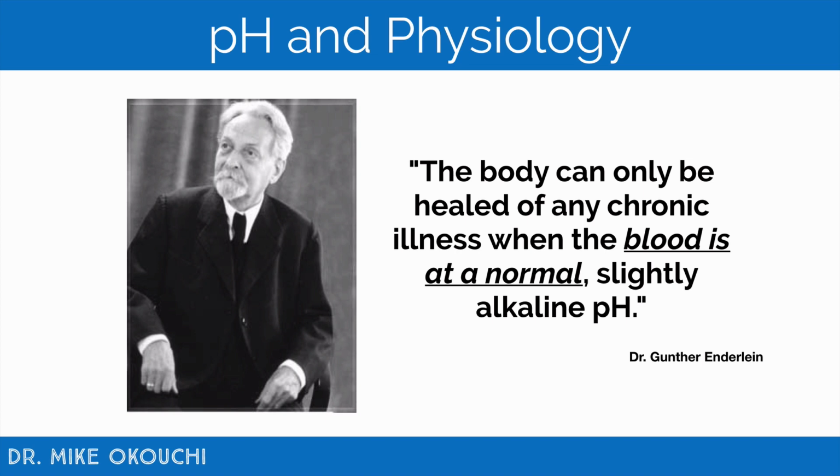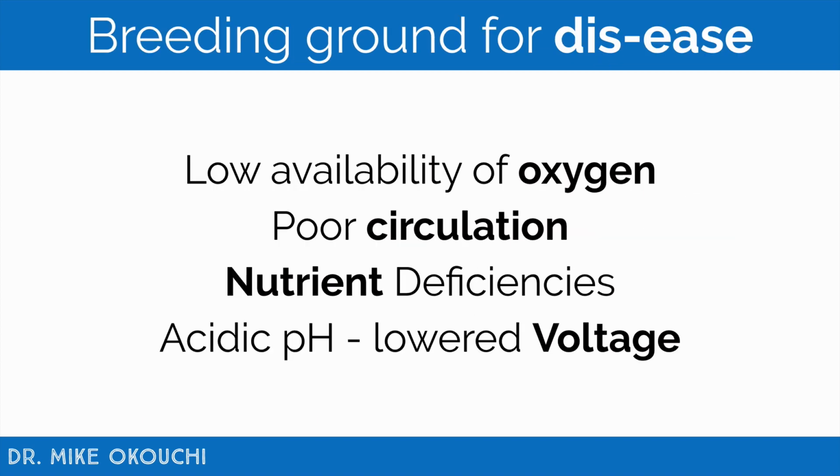Dr. Gunther Enderlein stated that the body can only be healed of any chronic illness when the blood is at a normal level. The normal level of blood is a slightly alkaline pH, meaning that you cannot heal an illness if you don't have enough electrons. So if you want to know the breeding ground for disease, this is the formula: low available oxygen, poor circulation, nutrient deficiencies, and an acidic pH or lowered voltage.